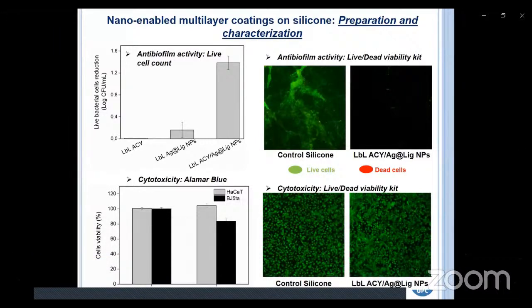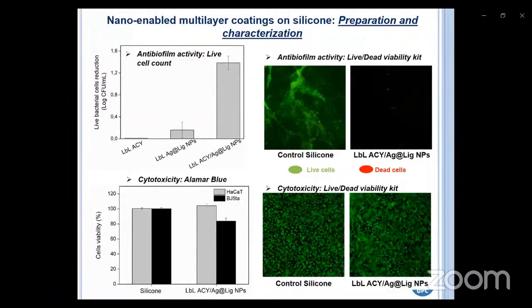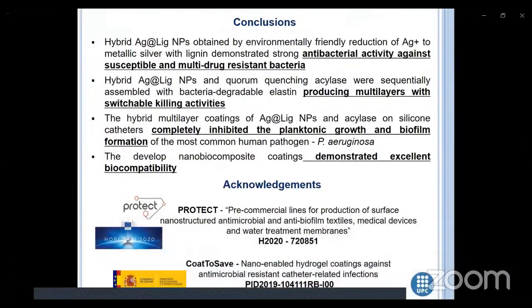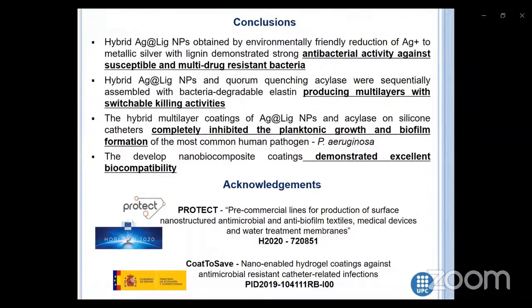This was confirmed by Alamar Blue assay and did not present any changes in their morphology in comparison to the pristine silicone. So finally, to summarize the most important outcomes of our work, the hybrid silver lignin nanoparticles obtained by environmentally friendly reduction of silver ions to metallic silver with lignin demonstrated strong antibacterial activity against susceptible and multi-drug-resistant bacteria.